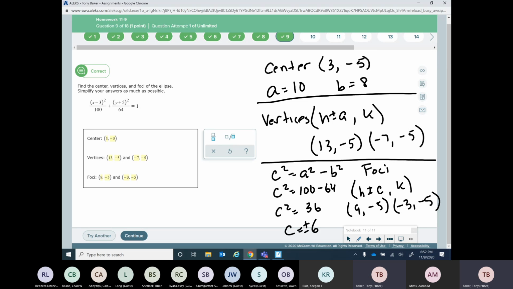Any questions with the foci in this case? Because that's really the only new thing in this problem.